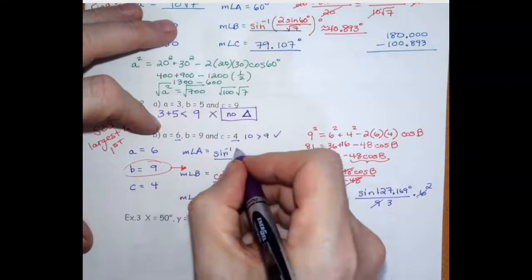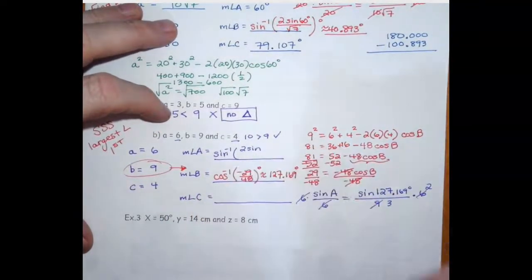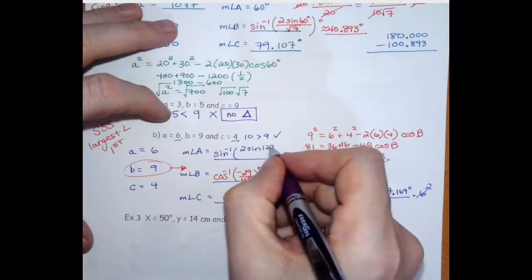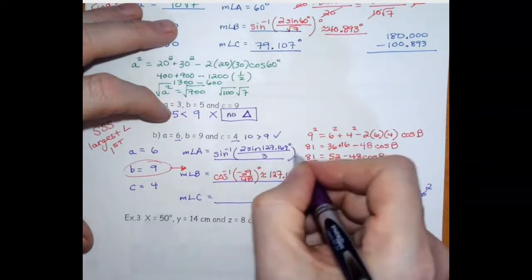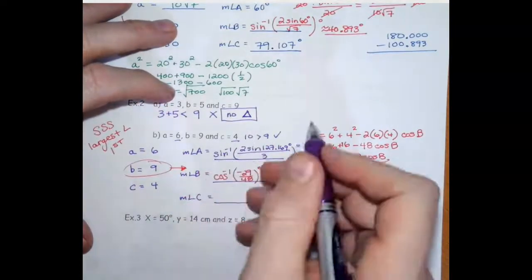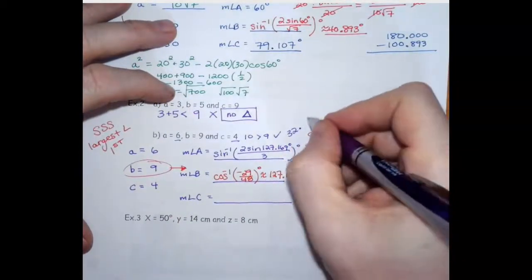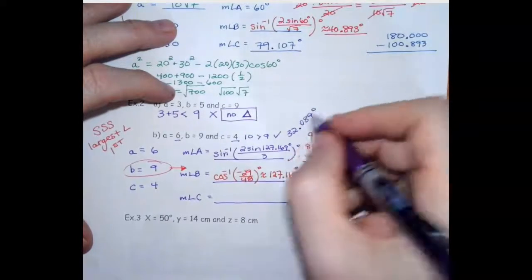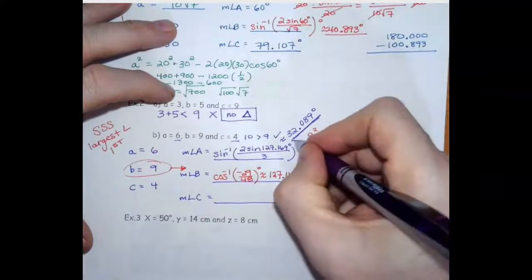So the inverse sine of 2 times the sine of 127.169 degrees over 3. And if we type that in the calculator, it's a little bit tricky, but we should end up with 32.089 degrees. Right here.